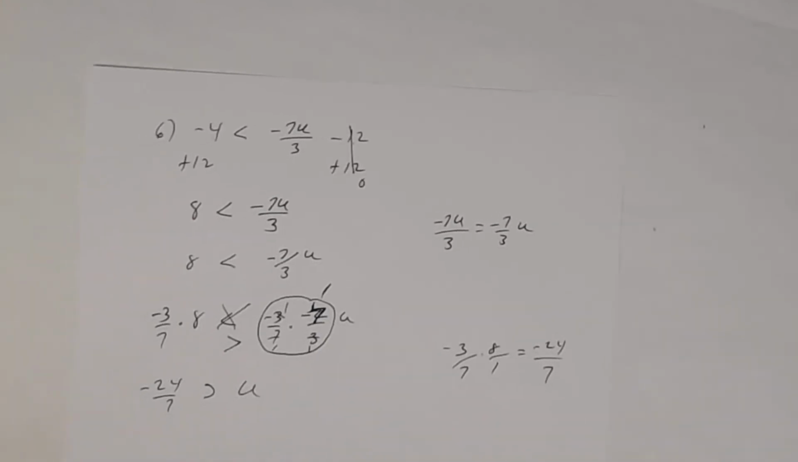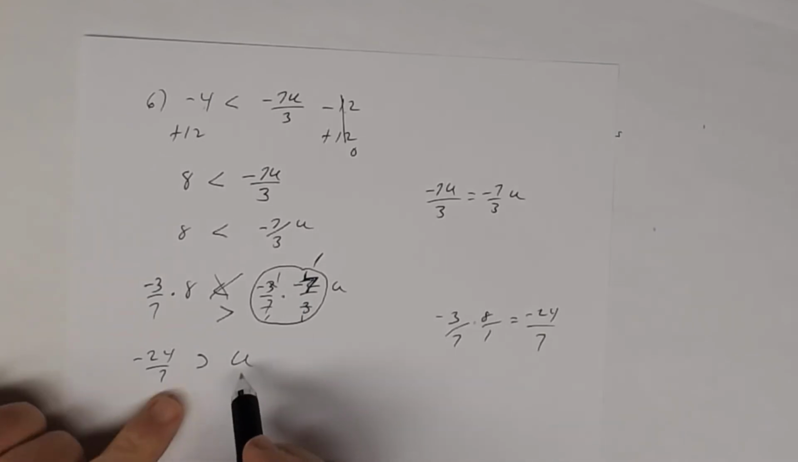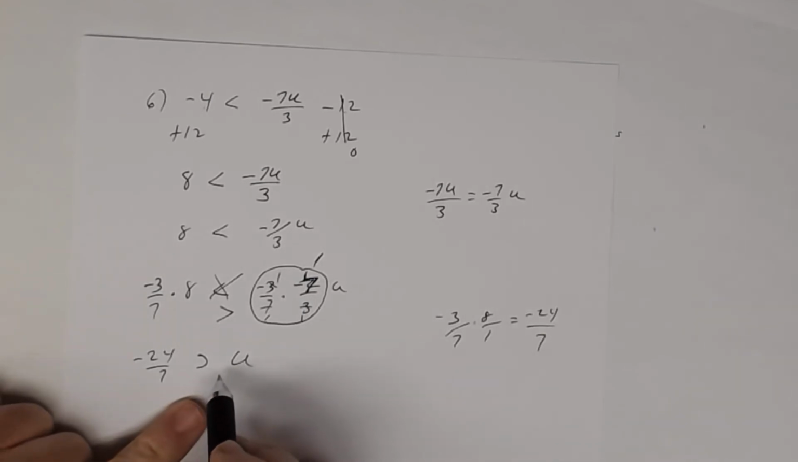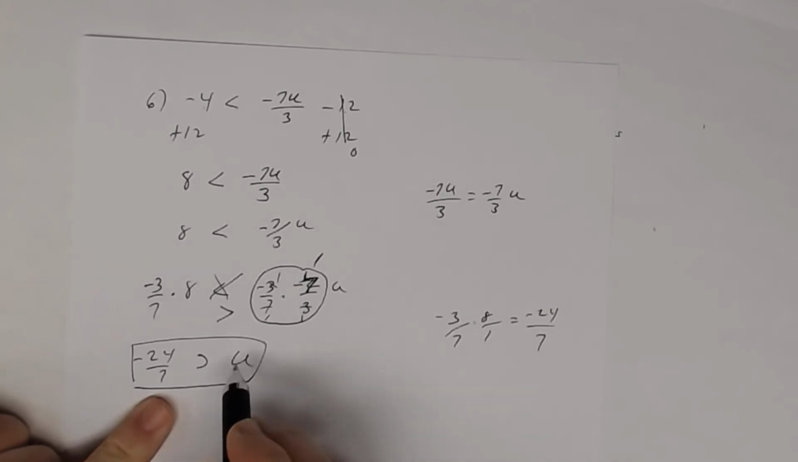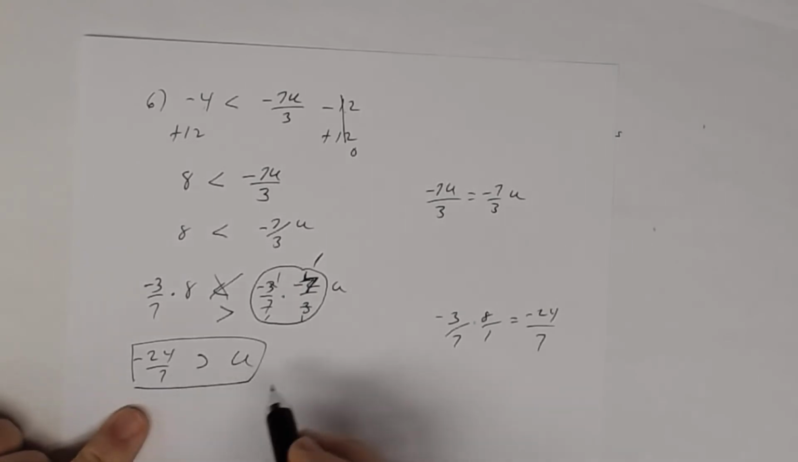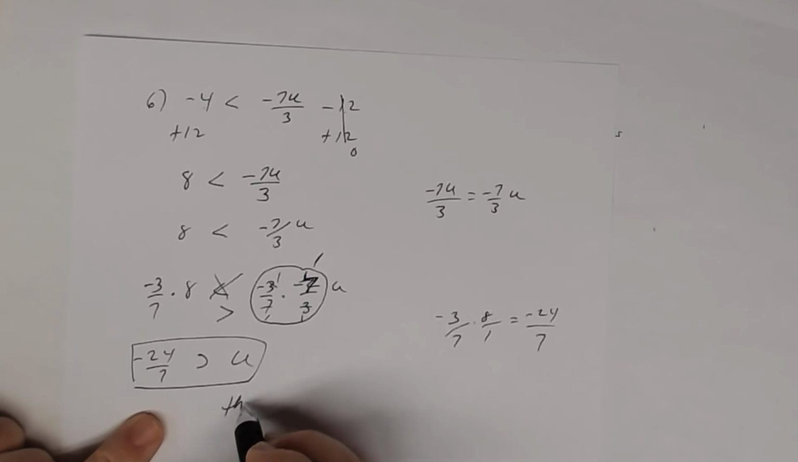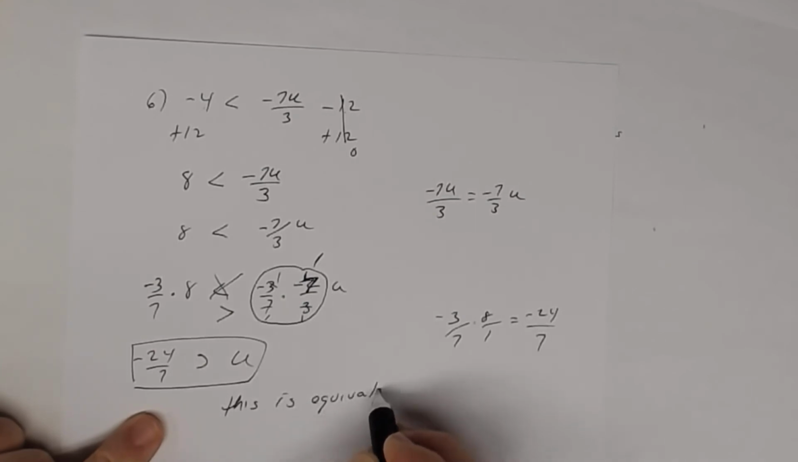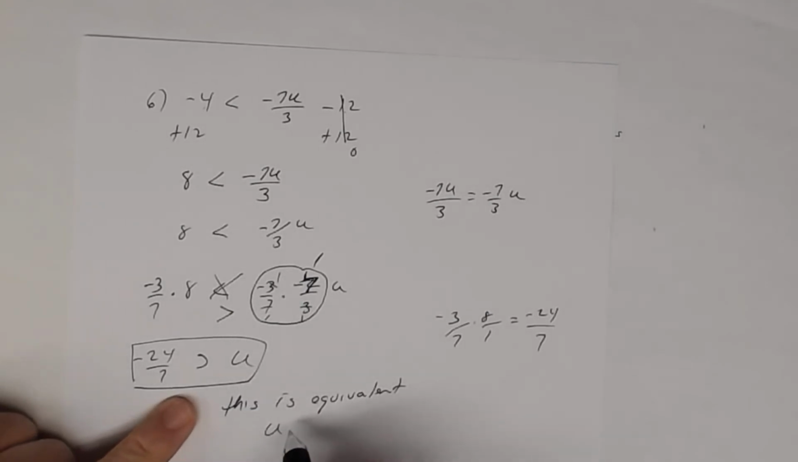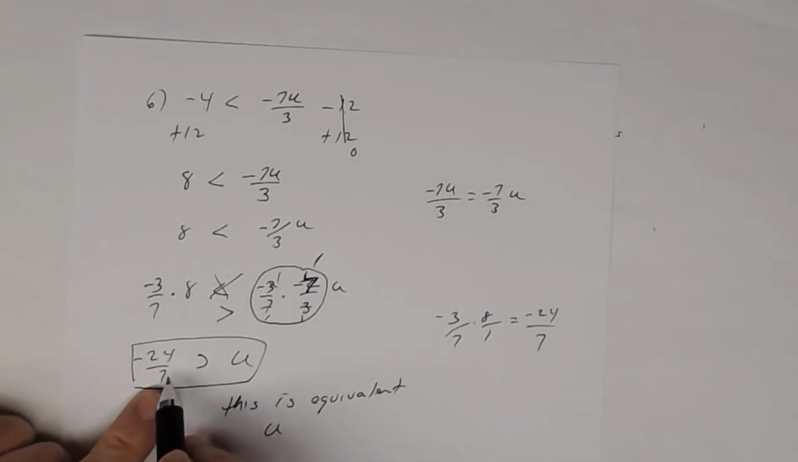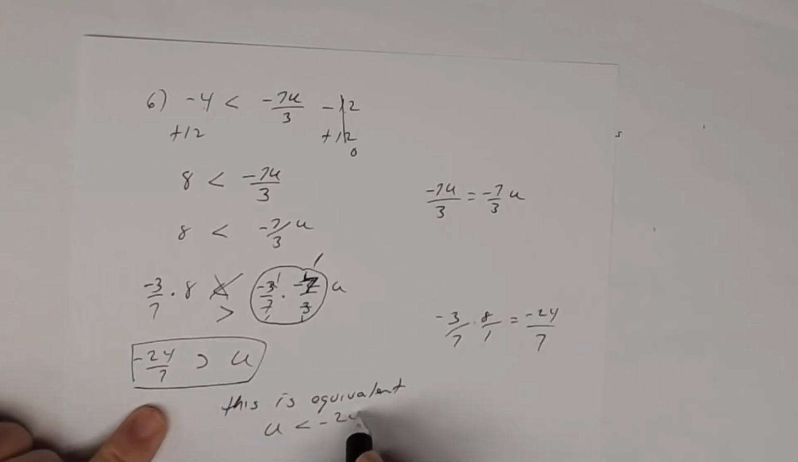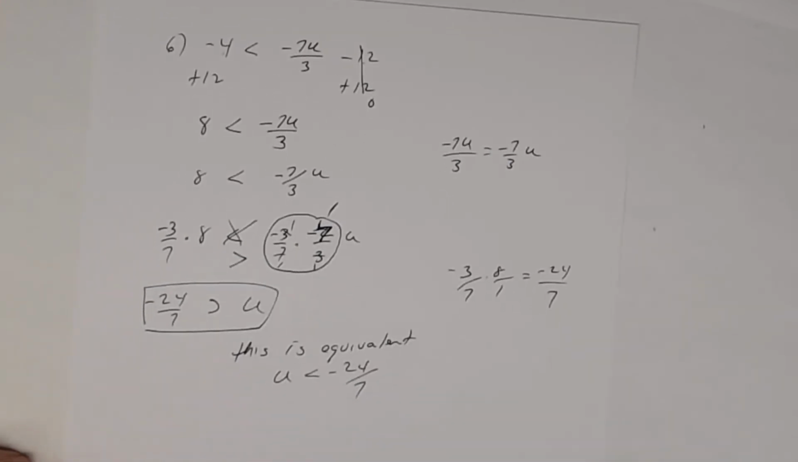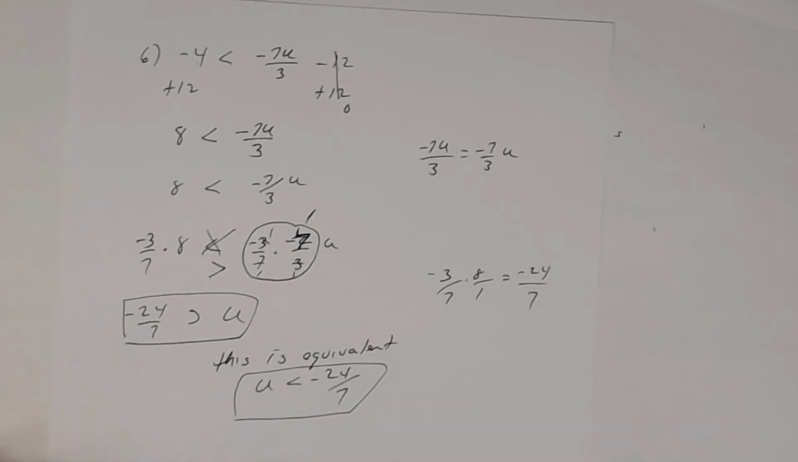But remember, in a previous problem, I need for you to recognize that this can be written, so you can always put u on the left-hand side. So this is equivalent to, and you're going to say u. So negative 24/7 is greater than u, means u is less than negative 24/7. Okay? All right, let's do one more.